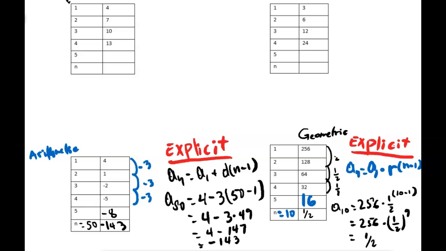Or 0.5. So remember, the recursive formula helps you find the next term of a sequence knowing the previous term. The explicit formula helps you find any term of that sequence even though you do not know the previous term. That's the difference between the recursive formula and the explicit formula of an arithmetic sequence or a geometric sequence.